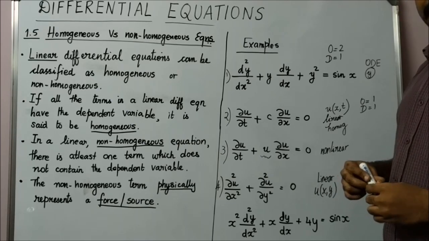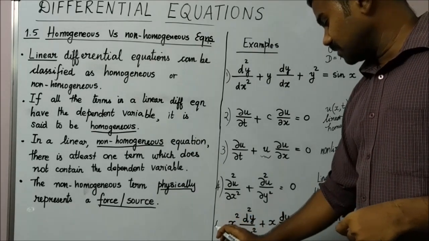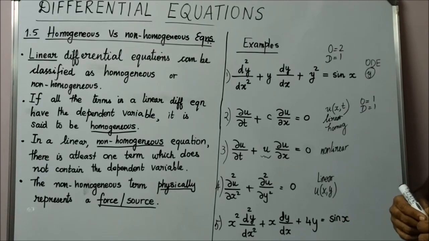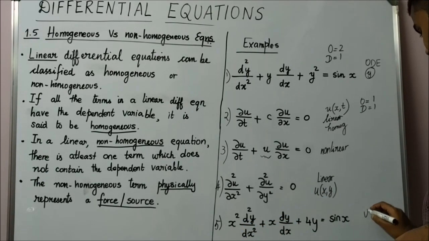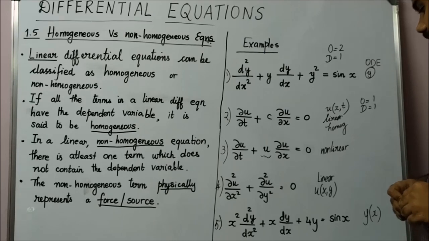It is a second order PDE which has a degree 1. The last example is an example for a Euler-Cauchy equation. So this is an ODE because there is only one independent variable and one dependent variable. Y is the dependent variable and x is the independent variable.